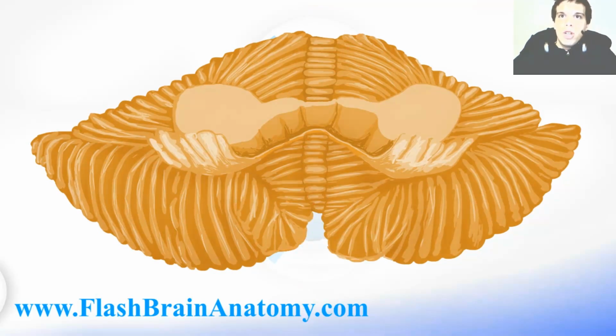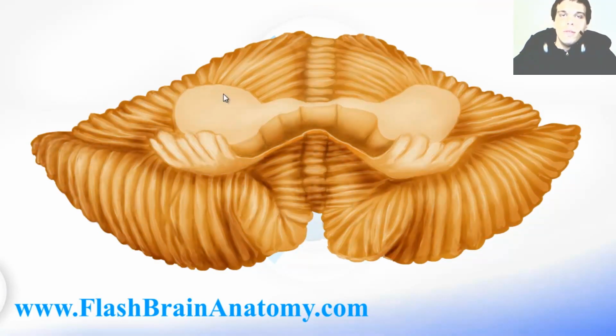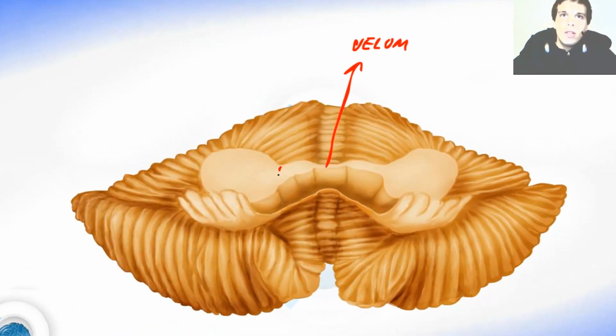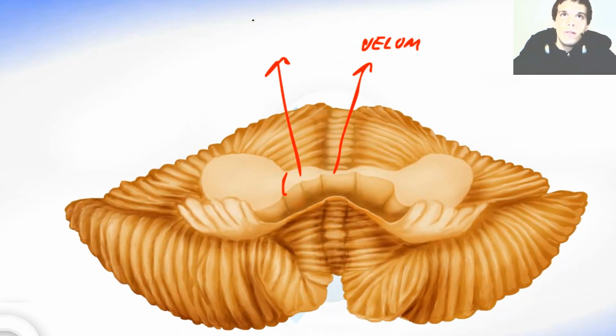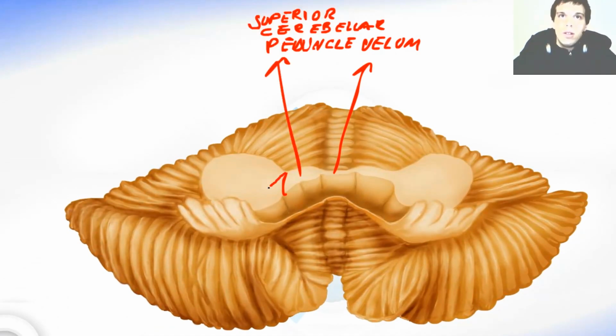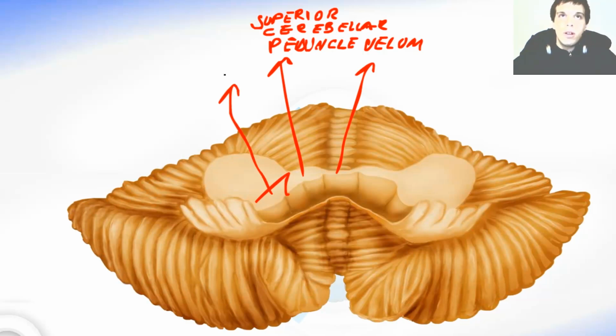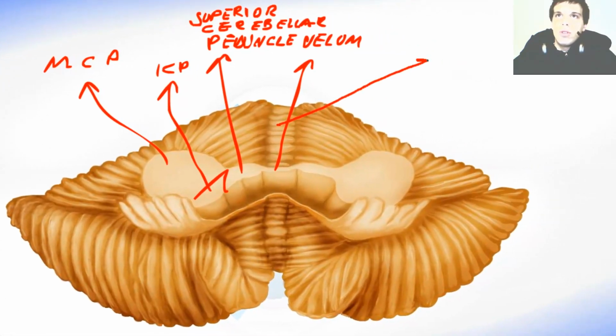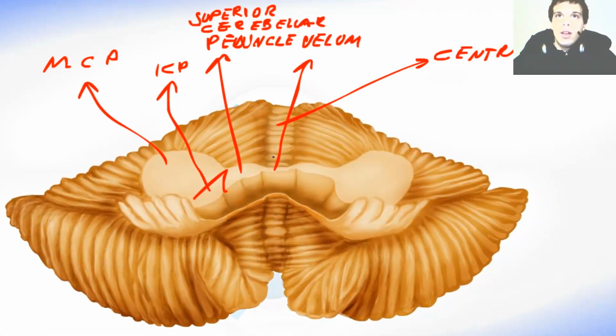Now with a little bit of Photoshop, this is how it looks like. And let's rewrite this all down. We had the velum, we had the superior cerebellar pedunculi, the inferior cerebellar pedunculi, and the middle cerebellar pedunculi. Then we had the central lobe, and over here the lingula of cerebellum.